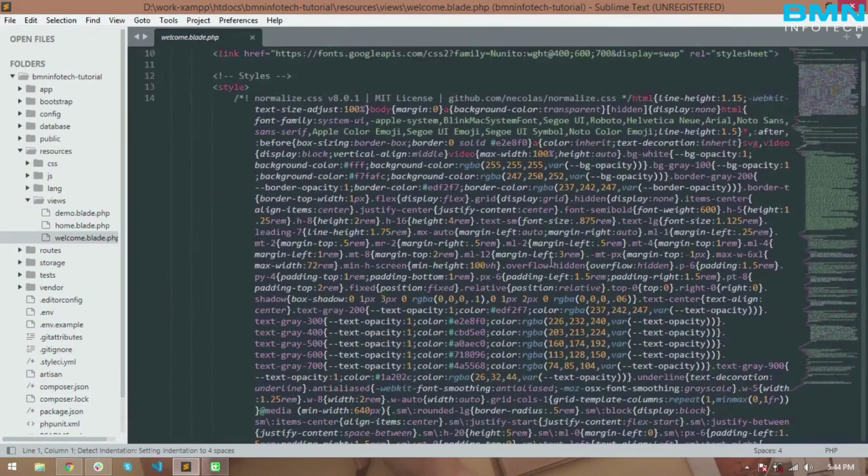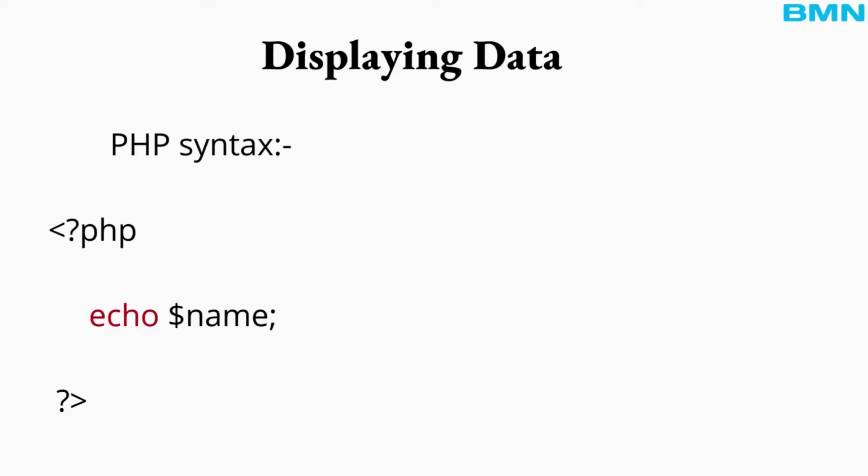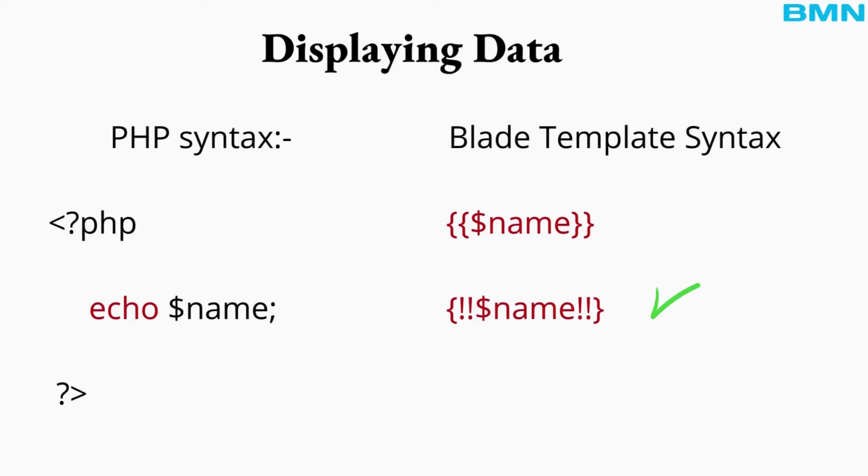Now let's see some other things, like getting the data displayed. What we had to do earlier in core PHP was PHP start, echo $name or some other variable, and then PHP close. This is our core PHP concept, but in Laravel you simply write $name in double curly brackets, or you can write this format: opening curly bracket, exclamation mark, $name, exclamation mark, closing curly bracket. The double curly bracket $name is used for a simple echo.